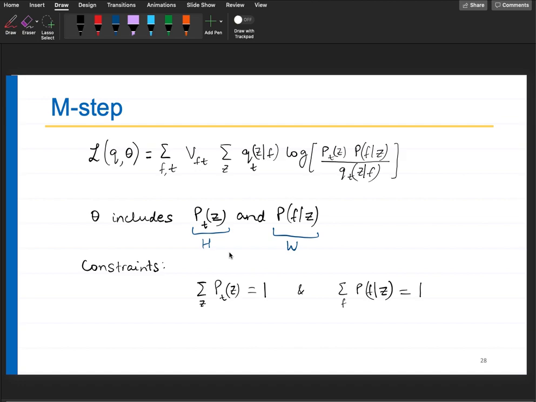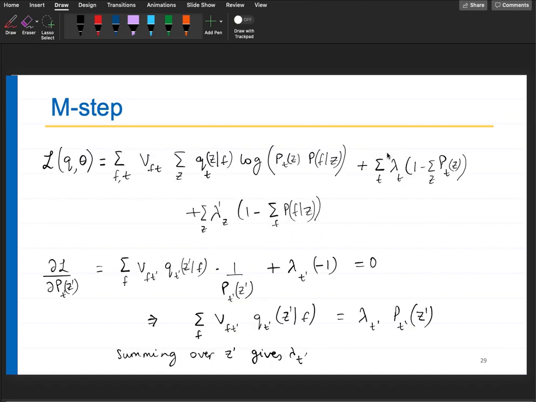That's why we have to introduce Lagrange multipliers. You introduce these terms: P(T|Z) should sum to 1 over Z, and P(F|Z) summed over F should sum to 1. So you get your Lagrange terms, this one which makes P(T|Z) equal to 1, and this one which makes P(F|Z) sum to 1. Right? These are your Lagrange terms. Now you know what to do.